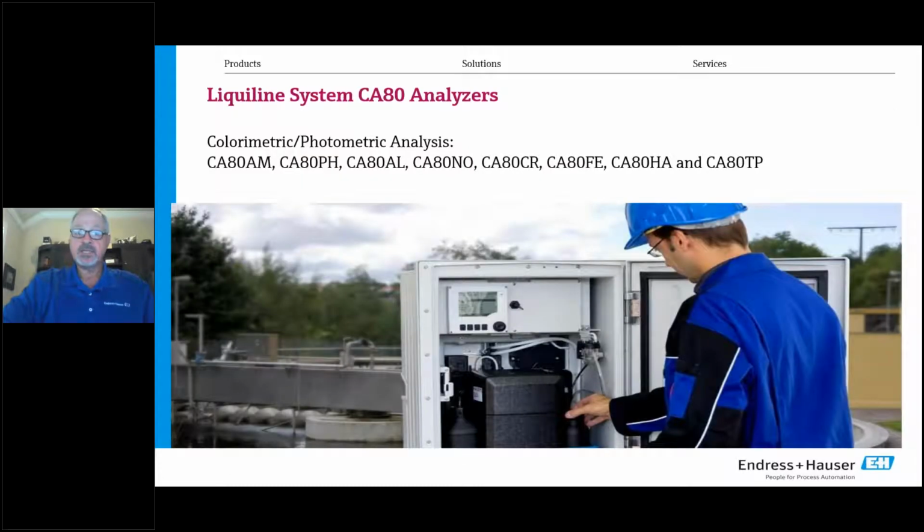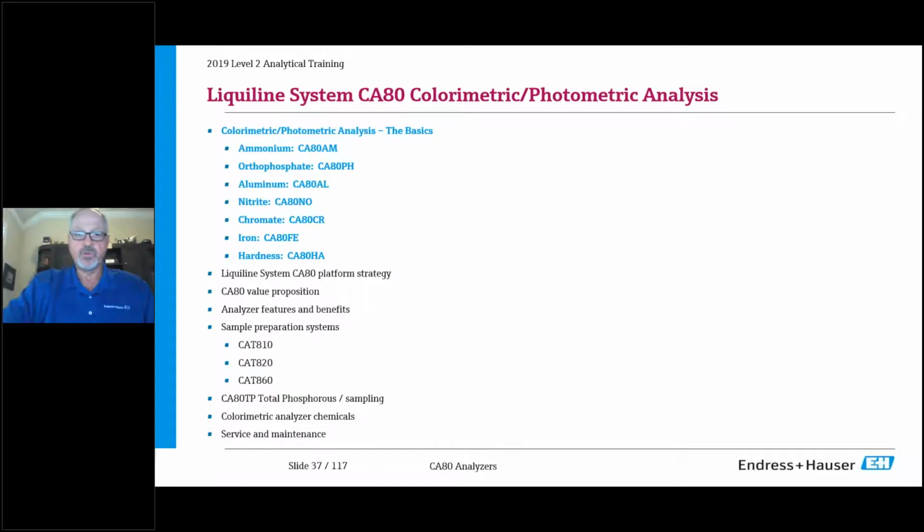Also a Liquiline system, the CA80 product, measures ammonia, phosphate, orthophosphates, aluminum, nitrate, chromates, iron, and hardness. All of these colorimetric analyzers are available. We also have analyzers for silica and sodium, all on this similar platform, utilizing the Liquiline platform.